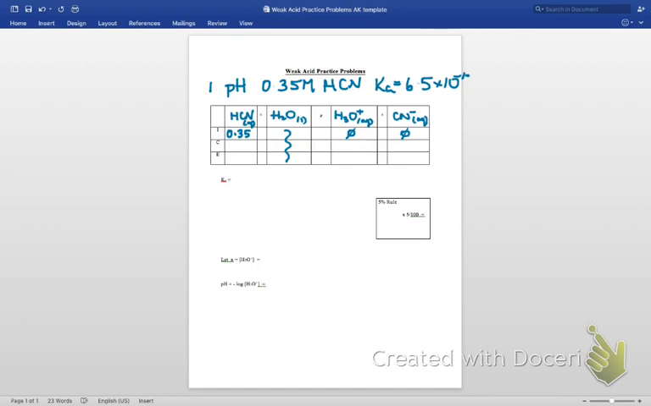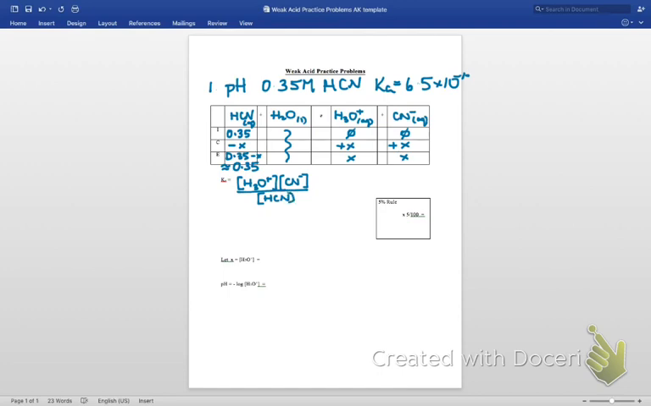If the HCN dissociates by minus X, then that will give you a concentration of X for H3O plus and X for CN minus. The equilibrium concentration of the HCN, therefore, is 0.35 minus X, and for the other two, X and X. We are going to use the approximation that X is very small, so the equilibrium concentration of the HCN will be 0.35. The equilibrium expression, Ka, is equal to the concentration of H3O plus times the concentration of CN minus divided by the concentration of the HCN.